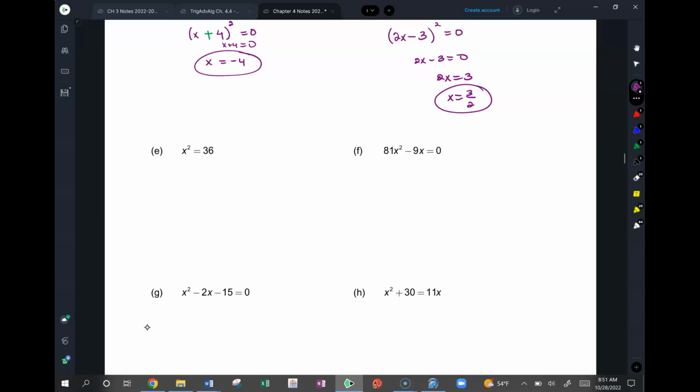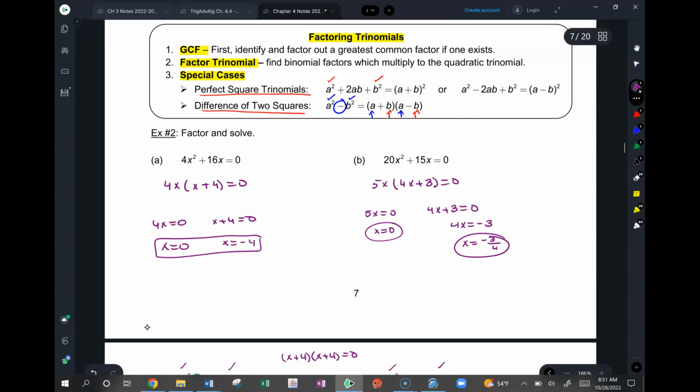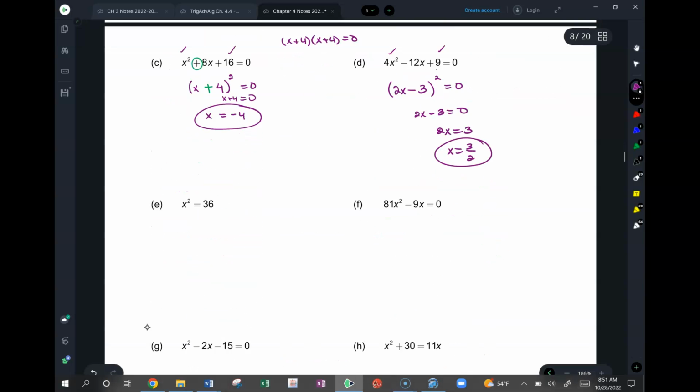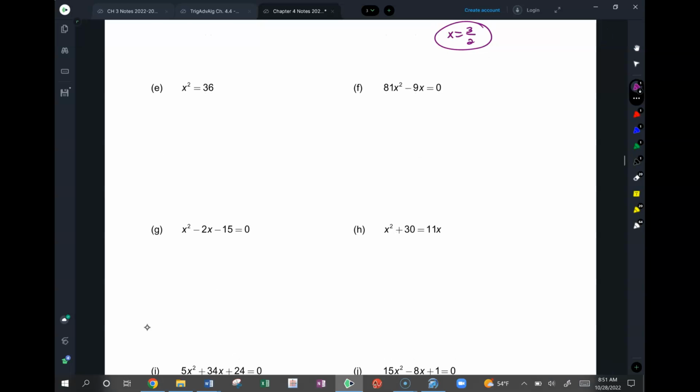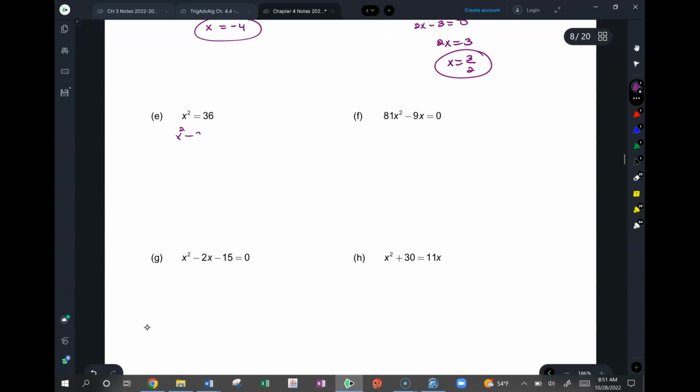All right. So this one, I understand that you can just say x is plus or minus 6 for this. But look at what the instructions said. They said factor and then solve. Okay? So you have to bring the 36 over to the other side. Set it equal to 0. Now this is definitely like a pattern, right?